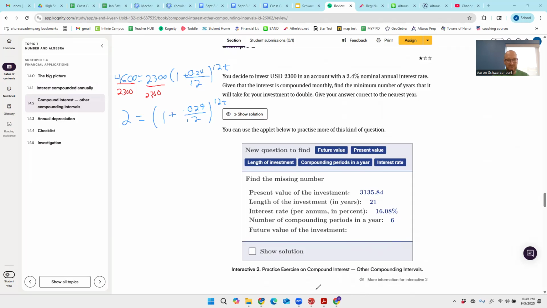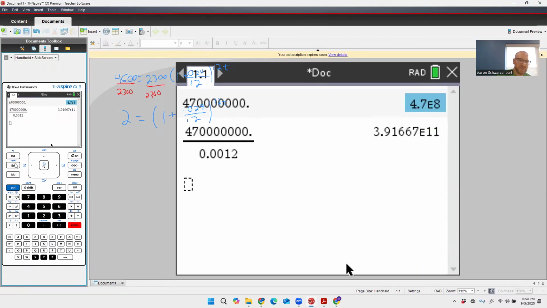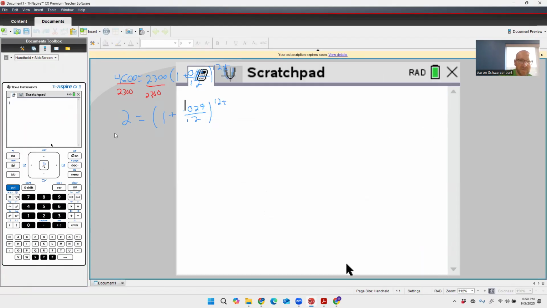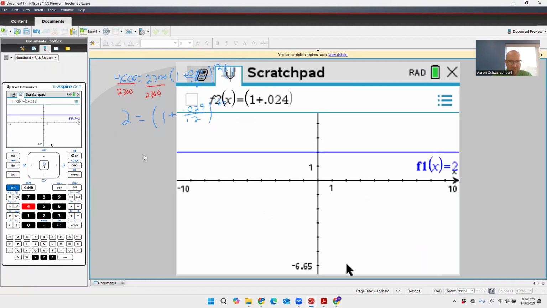Okay. For this, I'm going to solve this by graphing. You're allowed to do lots of solving by graphing. If you're solving by graphing on the exam, you need to show what you did. Okay? So here I'm looking at mine and I'm going to graph it. I'm going to put 2 in the first one. And then I'm going to put my other equation, 1 plus 0.024 divided by 12.